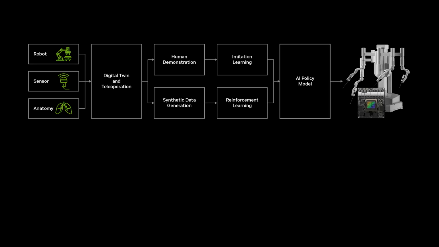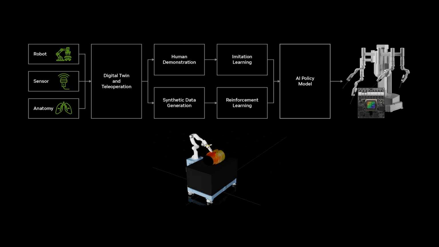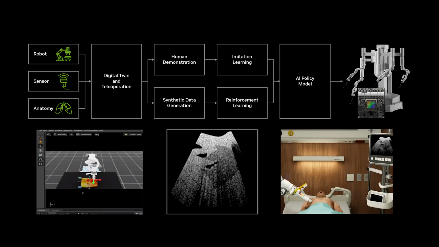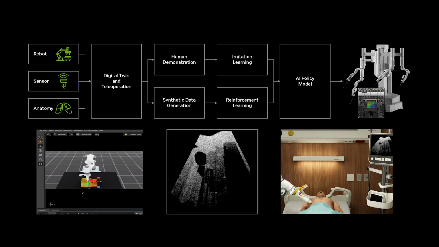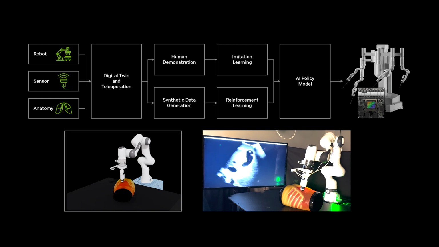First, developers can bring their own robots, sensors, and patient models into a digital twin environment. Next, Isaac provides powerful tools for physics simulation, sensor simulation, and environment creation, mimicking the real world with incredible accuracy.